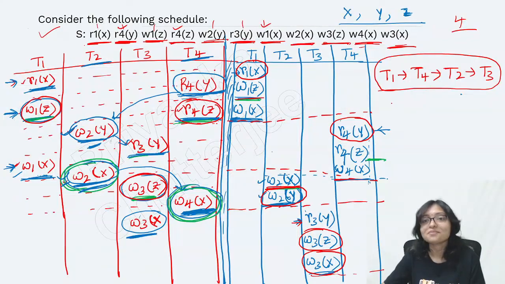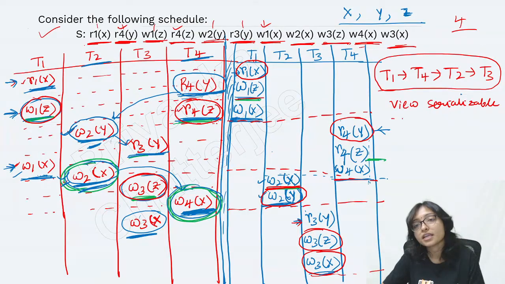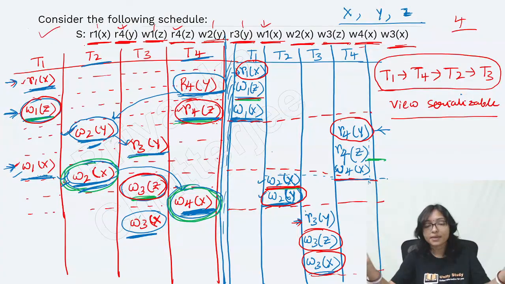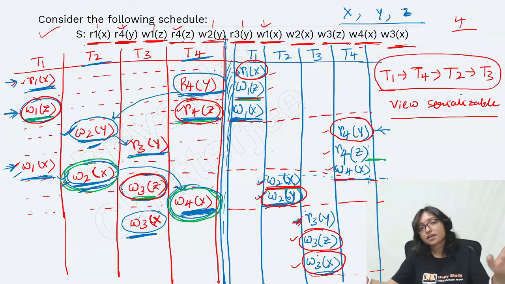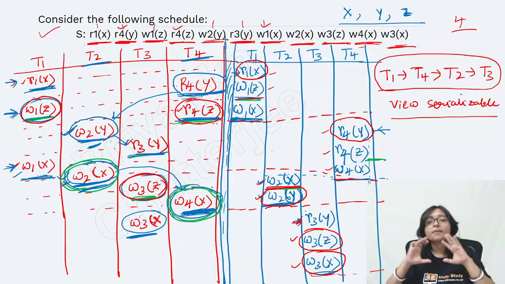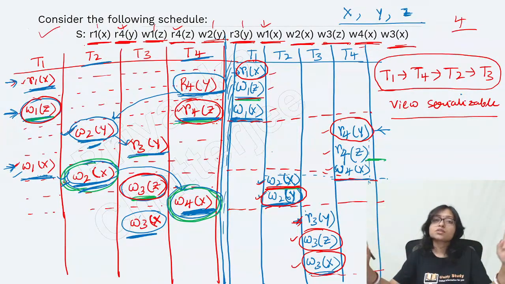And is it view serializable? Yes, this is definitely view serializable. By doing swapping, I am able to do it. So R1X, W1X I did here, and after that R4Y, then R4Z, then W4X I did here, then finally W2X and W2Y are done here, then R3Y, W3Z and W3X done here. Everything we maintain: initial read, final write, swapping. By doing everything I am getting it. So this is view serializable.